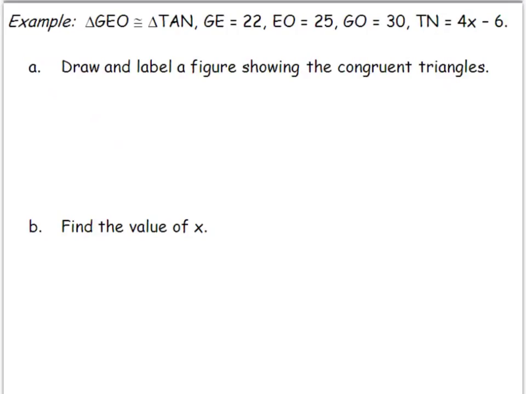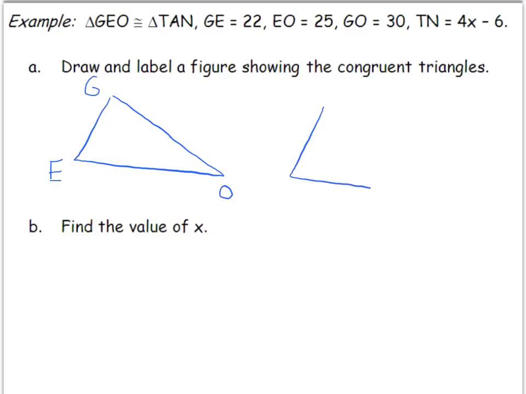So we're going to first draw out, let's go ahead and draw triangle GEO. And I'm doing my best job to draw out straight lines. So I got GEO. And it said that we're going to go ahead and have another triangle that looks exactly the same as that one did. And that triangle is going to be TAN.